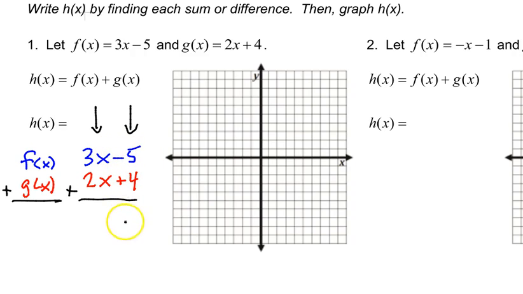So negative 5 plus 4, you know, is just negative 1. 3x, we have 3 x's and 2 x's. How many x's altogether? Just 5 x's. Okay, nothing more than that. And that's what our h of x equals.